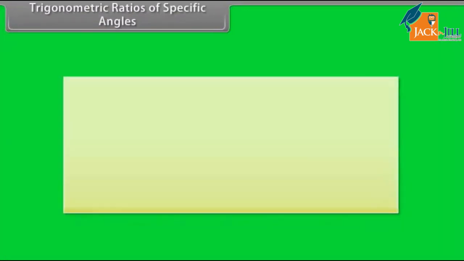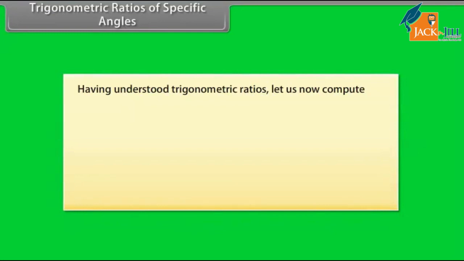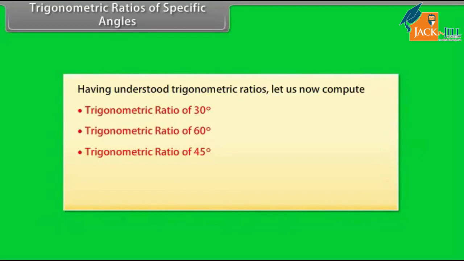Trigonometric ratios of specific angles. Having understood trigonometric ratios, let us now compute the trigonometric ratios of 30 degree, 60 degree, 45 degree, 0 degree, and 90 degree.